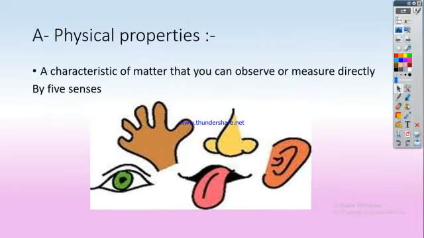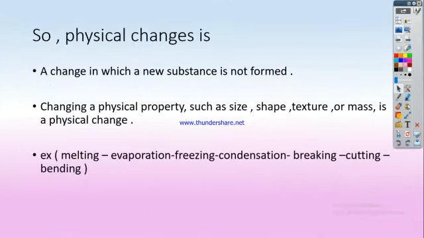A physical property is a characteristic of matter that you can observe or measure directly by your five senses, which are seeing, hearing, smelling, tasting, and touching. And we also learned that a physical change is a change in which a new substance is not formed. The substance or matter is still the same.